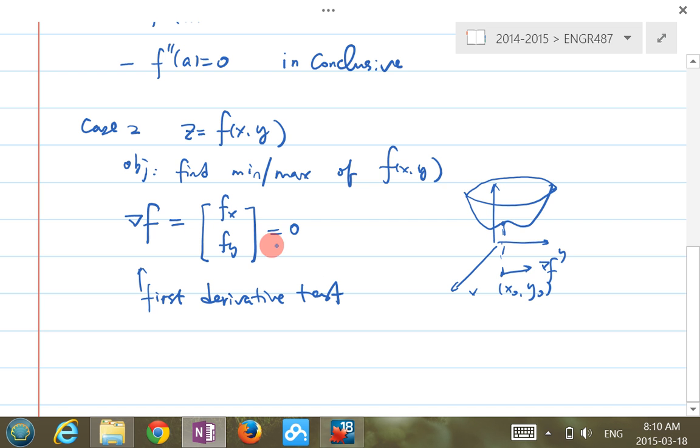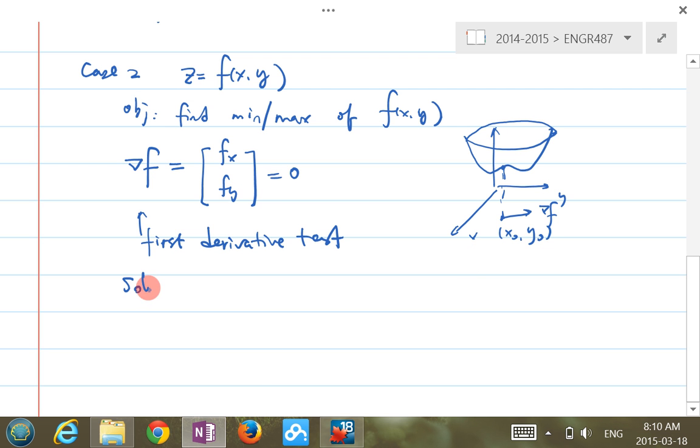So you set this gradient vector to 0, then you solve this equation. The solutions of this equation are what we call the stationary points. Stationary point means a local min or local max could happen at this point, but not necessarily; a stationary point will not always give you a local min or local max.